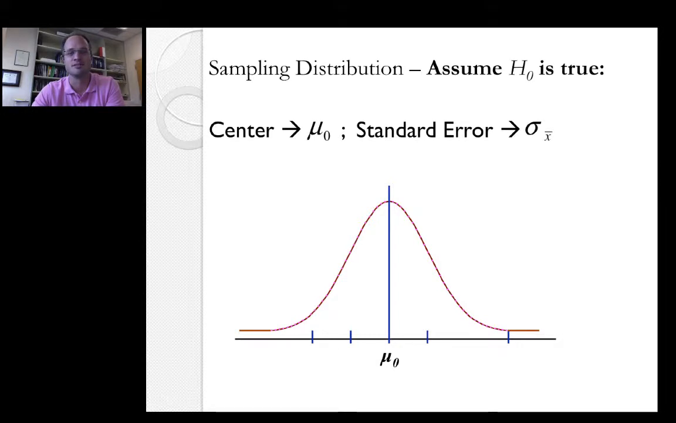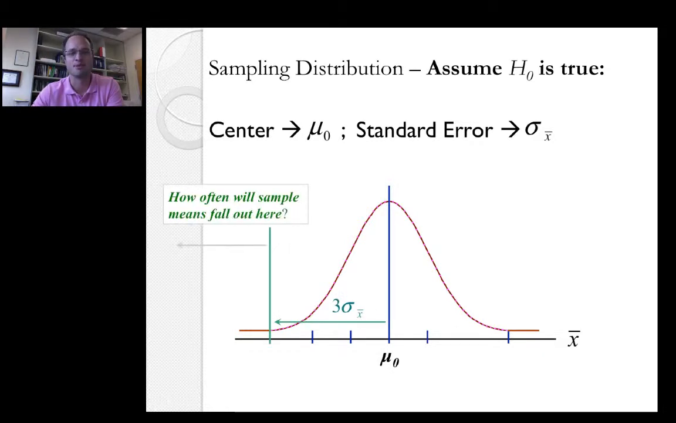And to motivate that, consider this sampling distribution, assuming that H0 is true, where mu sub naught is the hypothesized value of the population mean. So assuming that's true, and with a population standard error sigma sub x bar, let's look at this distribution of sample means. Here's the question: how often will sample means fall out here? And you can see that this is 3 standard errors below the mean.